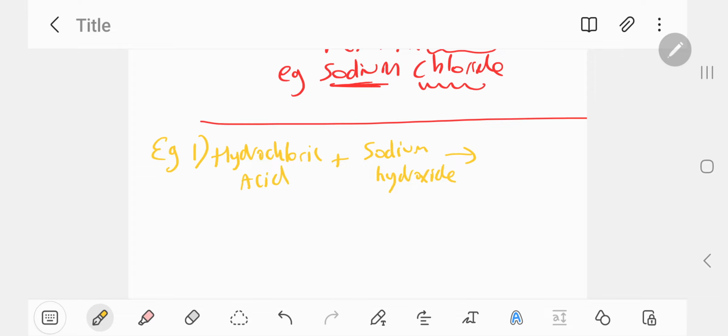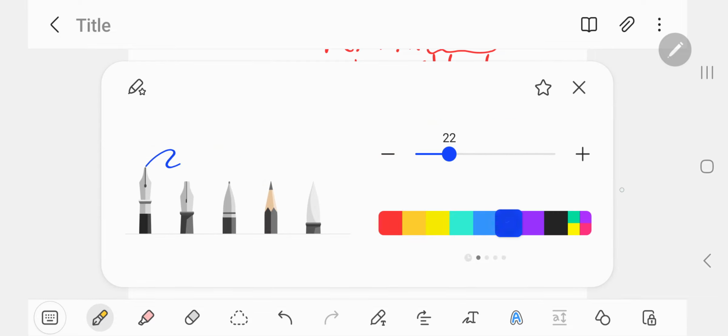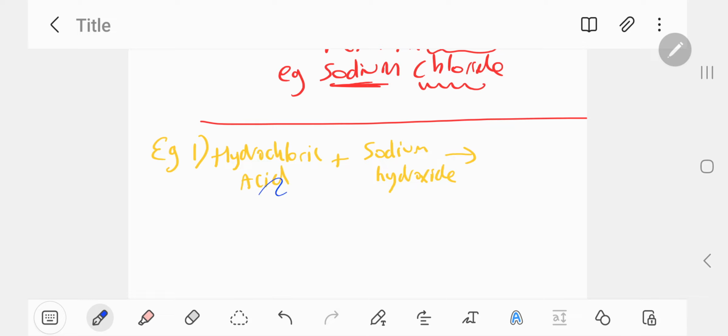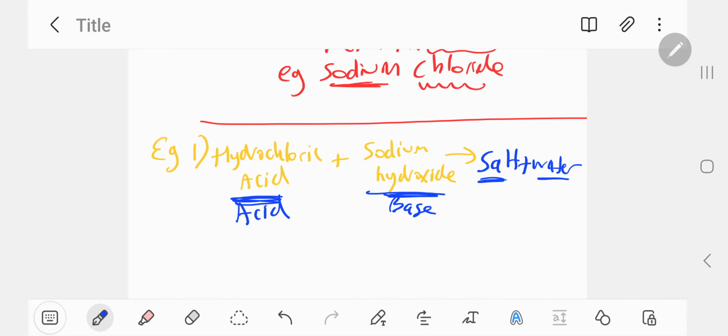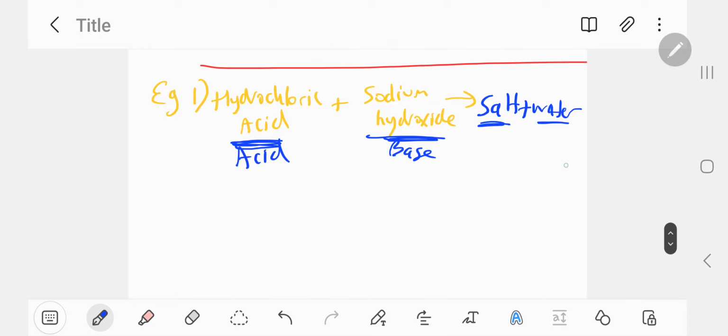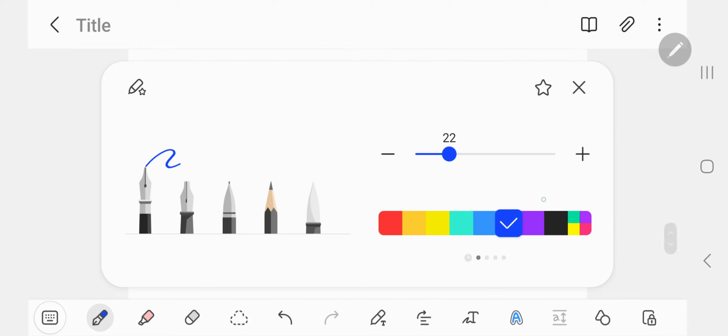Suppose they give you this in an exam and they ask you to find the products, the word equation. You recognize that you've got an acid and a base, because hydroxide, by definition, is contained in a base. Sodium hydroxide is a base. So acid and base. Using the general word equation, you get salt and water. Step 1 is to identify the type of reaction this is. So two products.